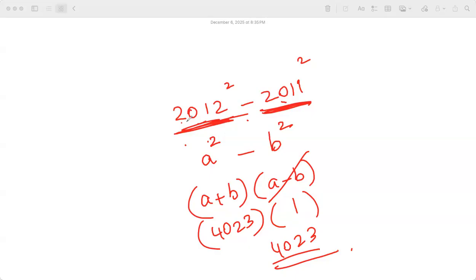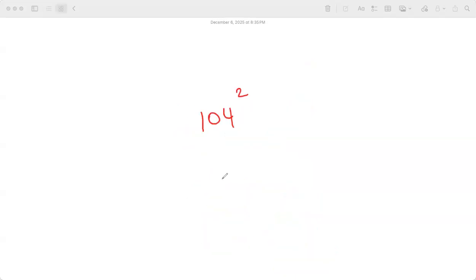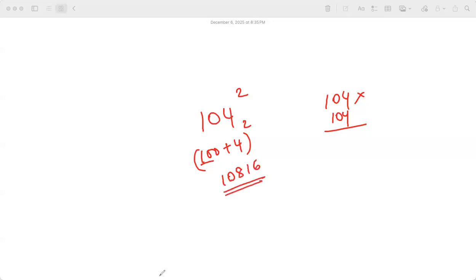Sometimes when you're asked, hey, 104 squared, kids will find it very hard. But don't think of it as 104 times 104. You guys know a plus b the whole square, right? Doing it that way is so easy. You're going to add two more zeros, so 10,000 plus 800, 10,800 plus 16. So 10,816 is your answer.